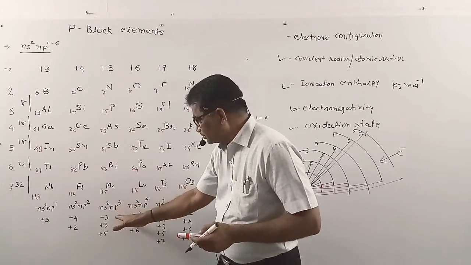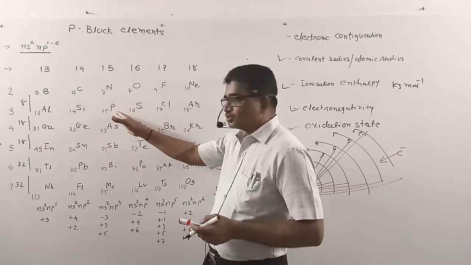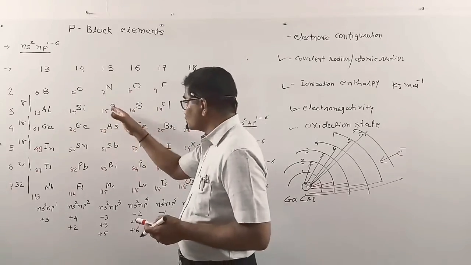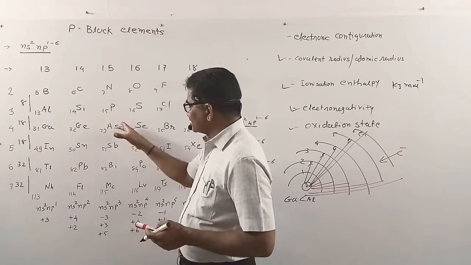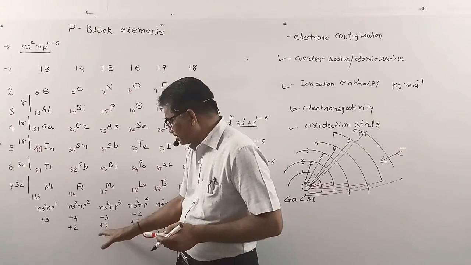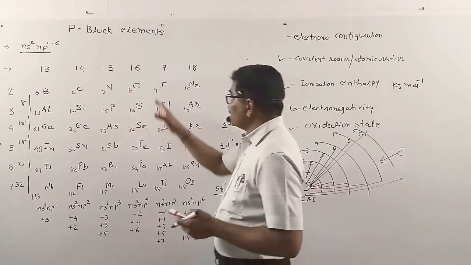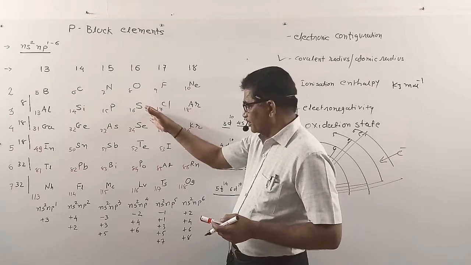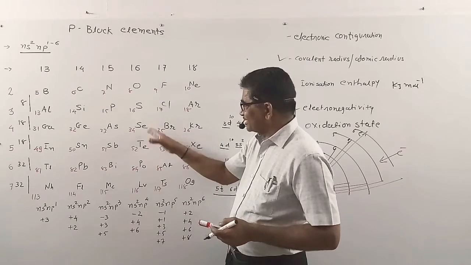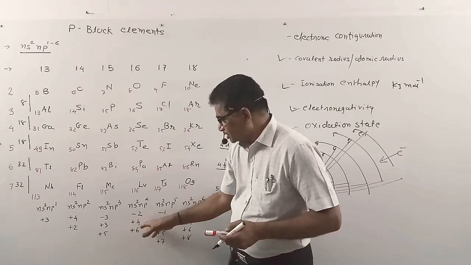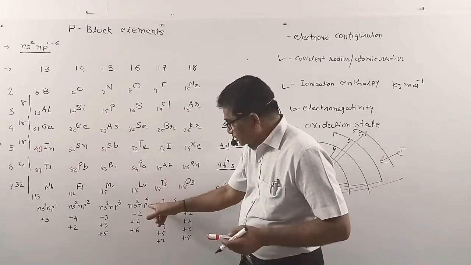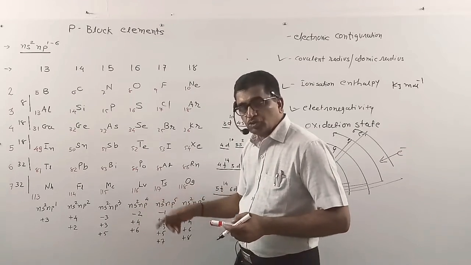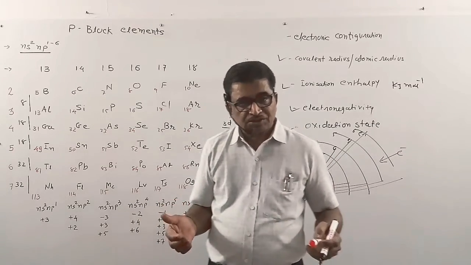While group 15, ns2 np3, for nitrogen and phosphorus, acting as nitride and phosphide, have -3, while arsenic, antimony and bismuth also have +3 and +5. Similarly, oxidation state of group 16, oxygen and sulfur, as oxide and sulfide, have -2, while selenium, tellurium and polonium also have +4 and +6, because the 4 electrons of p orbitals and the 2 also, 2 and 4, both 6 and 4 electrons are released from the atoms.